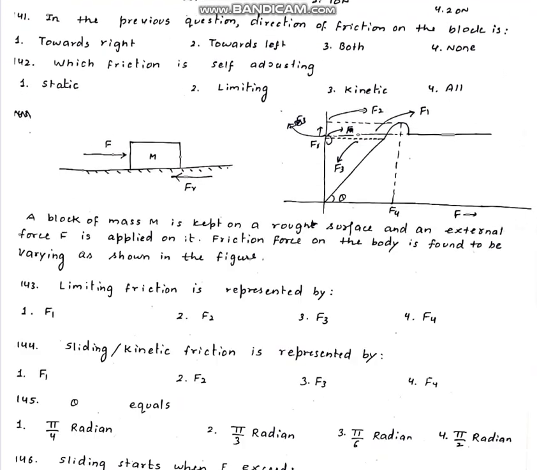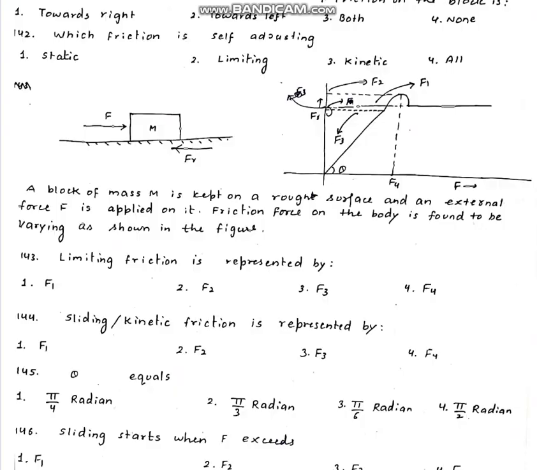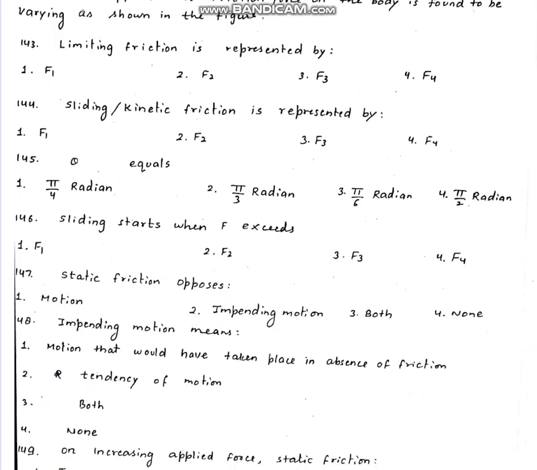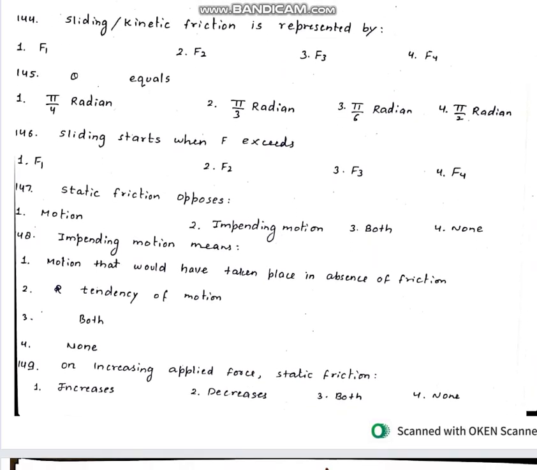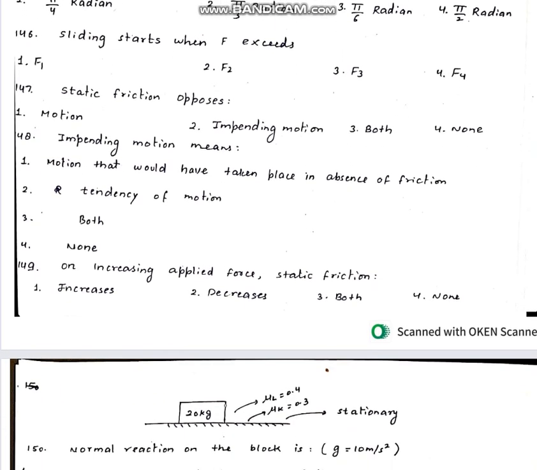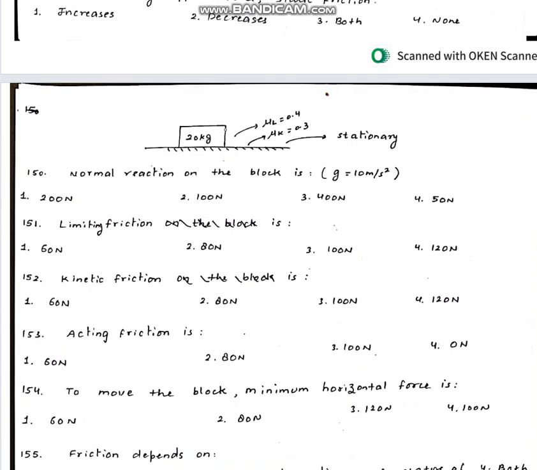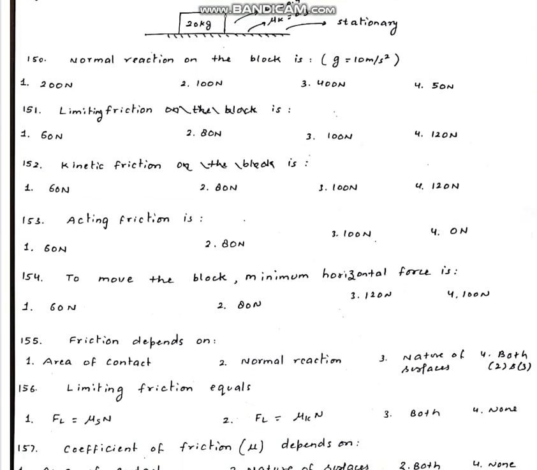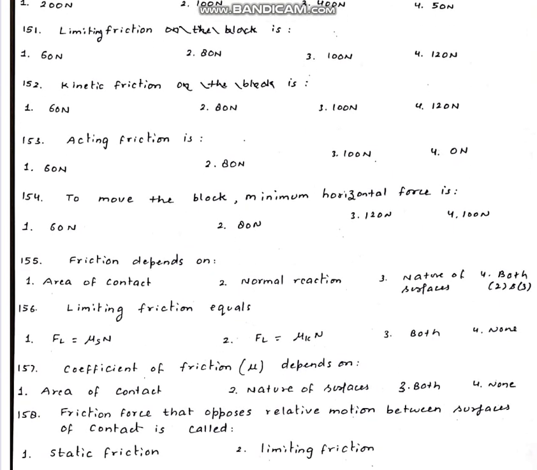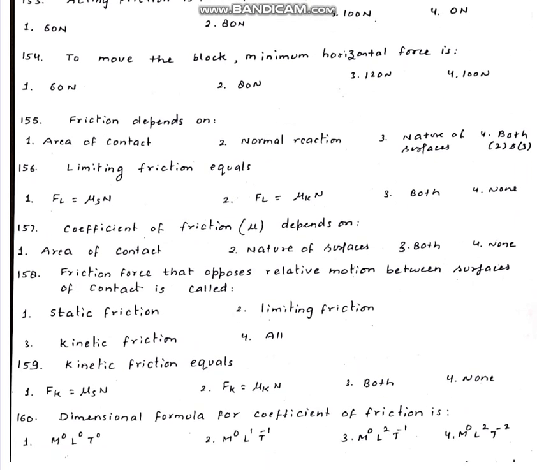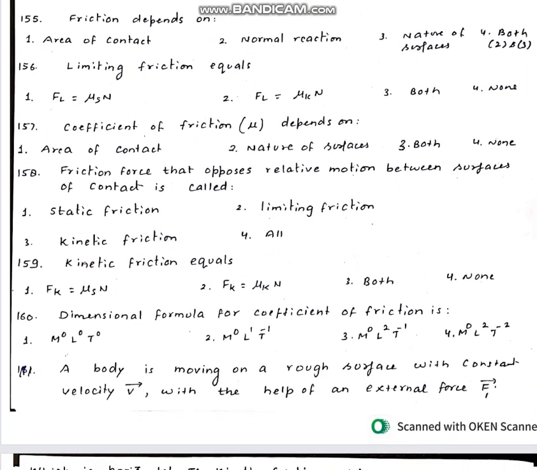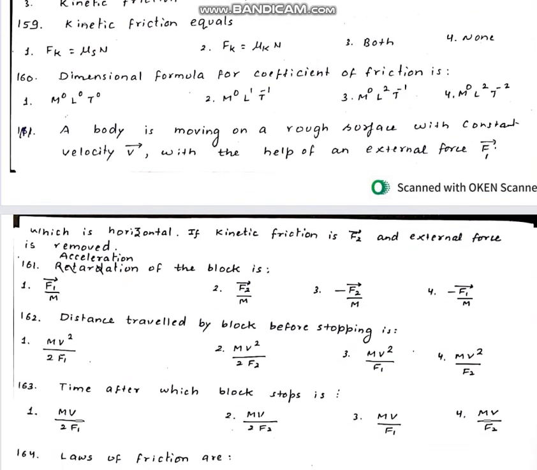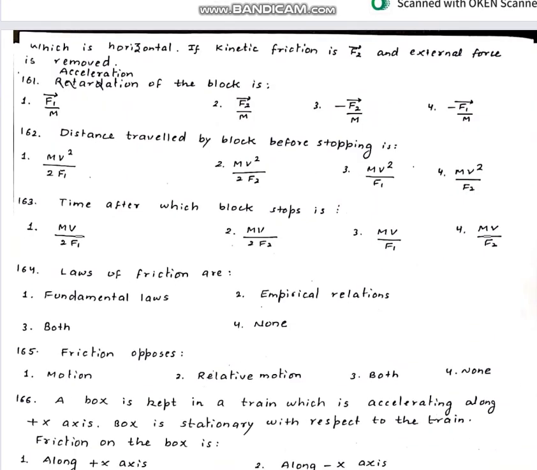Then we have a problem based on friction acting on a block in contact with the ground. We need to find limiting friction, sliding friction, the angle made in the graph, then conditions for sliding, static friction, impending motion, the impact of increasing forces. Then we have a numerical based on limiting and kinetic friction coefficient. We need to find normal reaction, limiting friction, kinetic friction, acting friction, minimum force needed, dependency of friction, coefficient of friction. Then kinetic friction, then dimensions of friction.